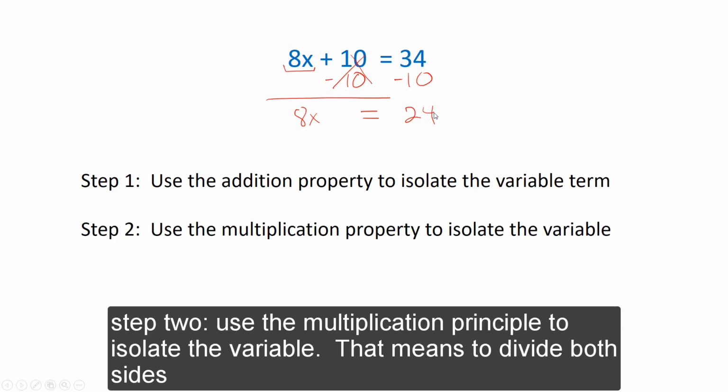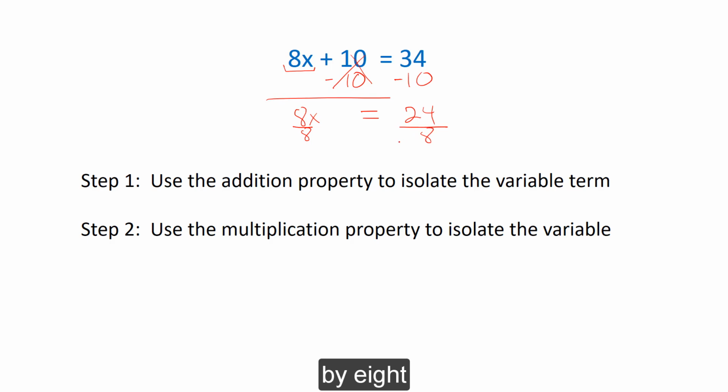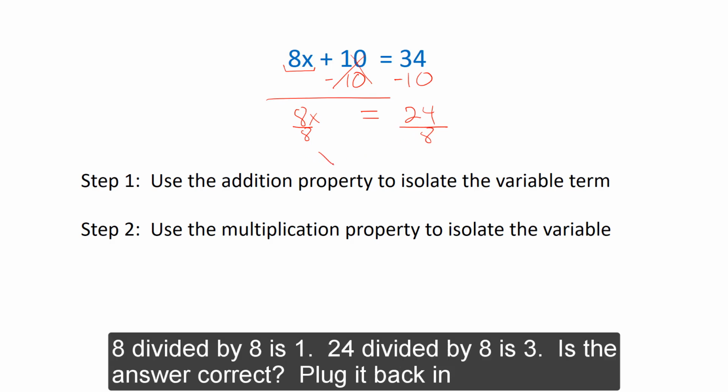Step 2 is go ahead and use the multiplication principle to isolate the variable. That means I'm going to divide both sides by 8. 8 divided by 8 is 1. 1 times x is equal to x. 24 divided by 8 is 3.